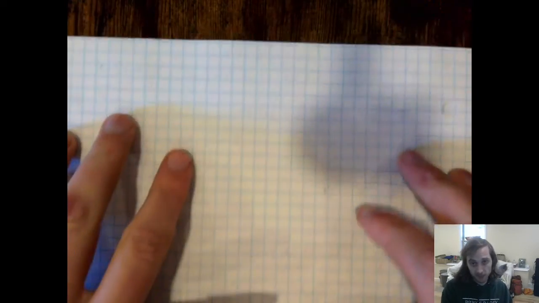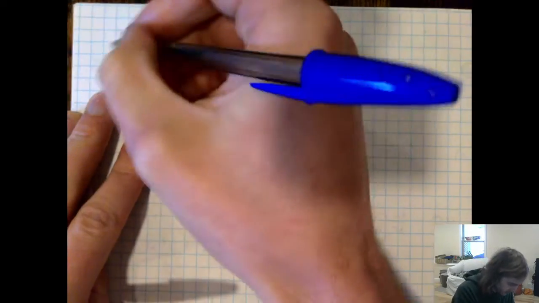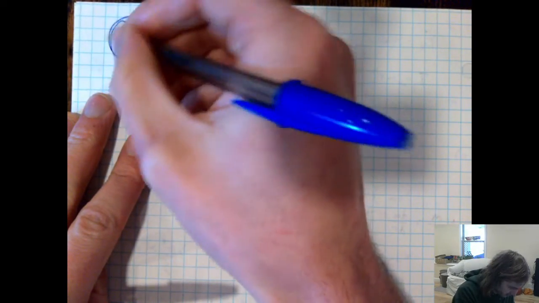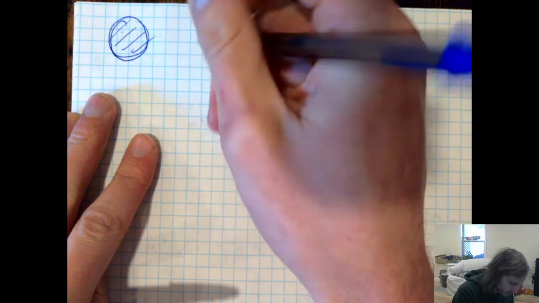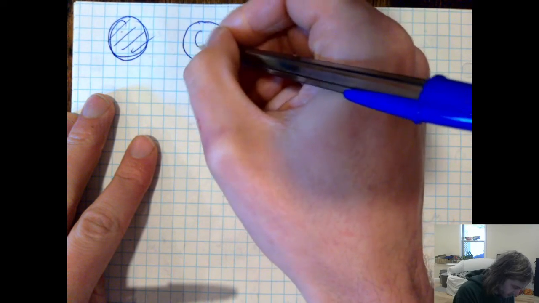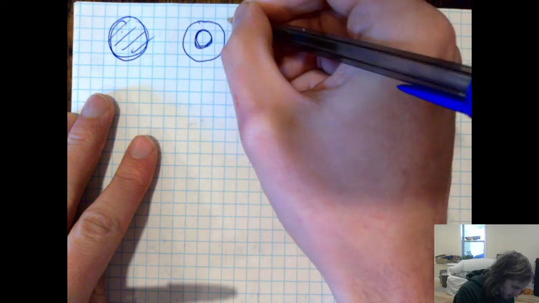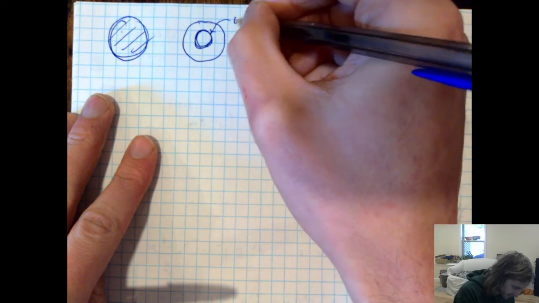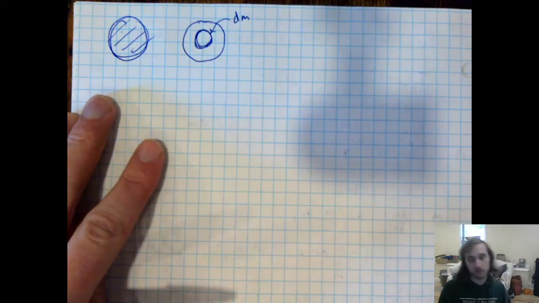What we can do is, instead of thinking about it as a line, because it's now a solid two-dimensional shape for our disk, we can think of it as a very thin collection of hoops. Each of these hoops is going to have a mass of dm, a very tiny chunk of mass.